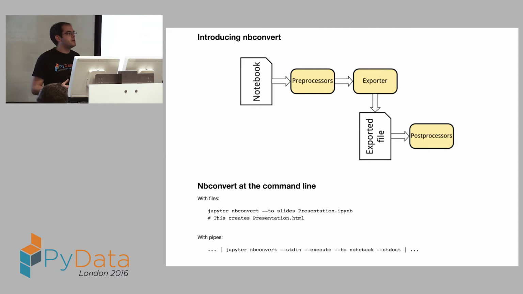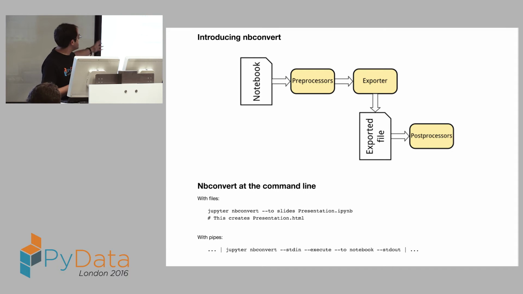You can use nbconvert in a variety of different ways. Probably the most common way is nbconvert at the command line. So you run Jupyter nbconvert, and then there's a whole set of options. So --to slides uses the slides exporter, and if you run this inside this Git repository, the link will be at the end of the presentation again, it creates the presentation that I'm presenting from.